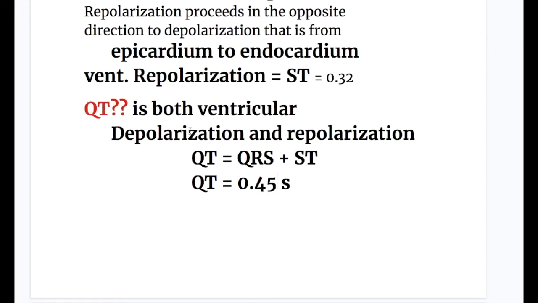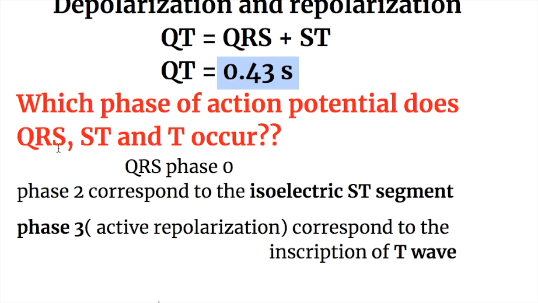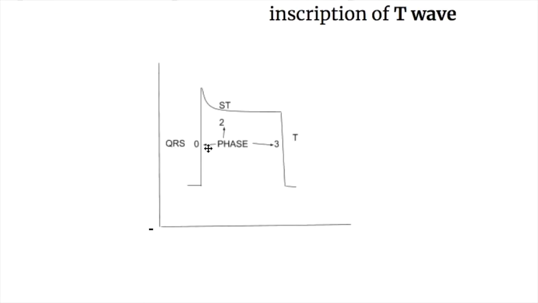QT is both ventricular depolarization and repolarization. QT is equal to QRS plus ST and is equal to 0.45 seconds. Which phase of action potential does QRS, ST and T segment occur in? QRS occurs in phase 0, ST segment in phase 2 and T wave occurs in phase 3 of the action potential.